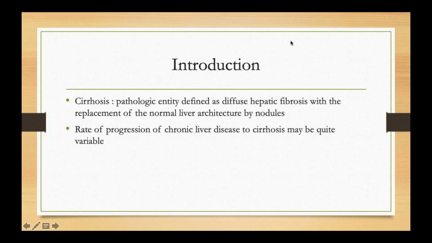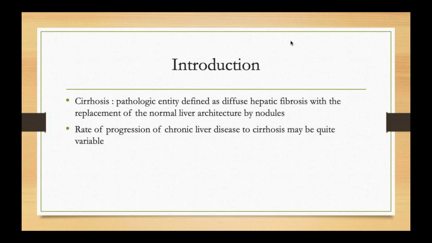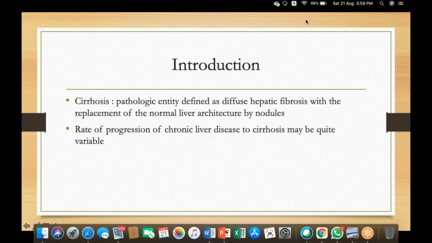So let's start. Today's topic is chronic liver disease: cirrhosis and its complications. Cirrhosis is basically a pathological entity defined by diffuse fibrosis with replacement of the normal liver architecture by nodules. Basically, the liver undergoes fibrosis.